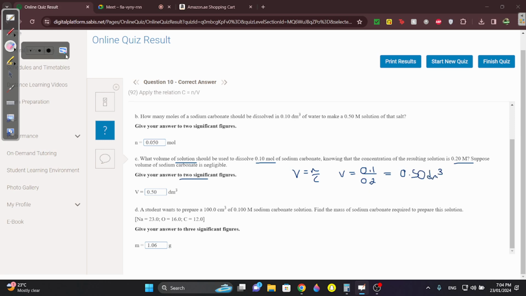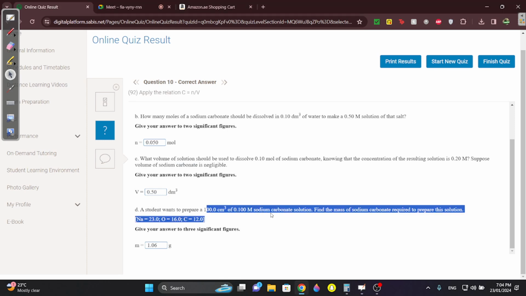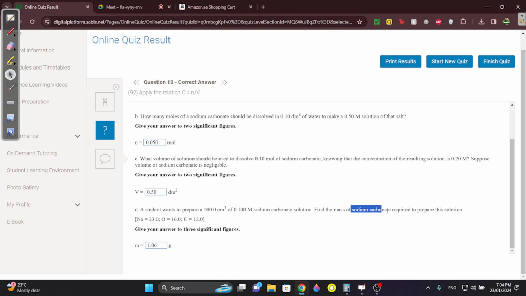Okay. Part D, a student wants to prepare 100 centimeters cubed of 0.1 molar sodium carbonate. They want the mass. Sodium carbonate is Na2CO3. If they want the mass, you need the moles. How do we find the moles? n equals CV. So n equals the concentration, which is 0.1, times the volume, which is 0.1. Why 0.1? Because we need it in dm cubed, so I divide by 1000. So n equals 0.1 times 0.1, which is 0.01.